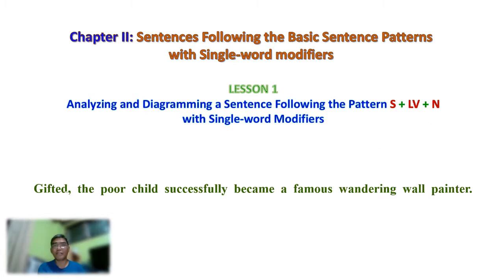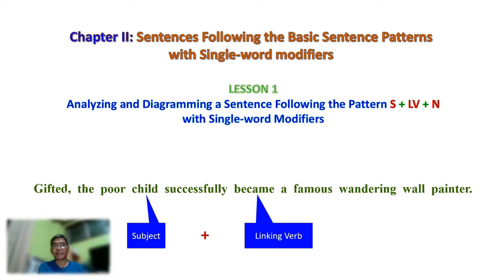And what are these words? These are the noun child being used as subject, the linking verb became, connecting the subject to the predicate noun, and the noun painter being used as predicate noun.